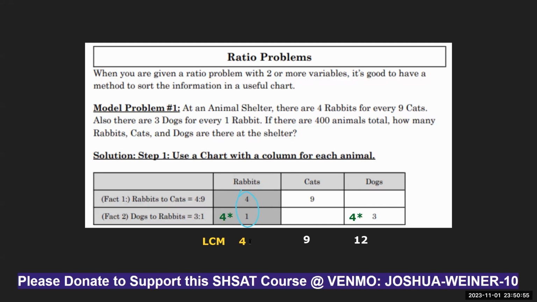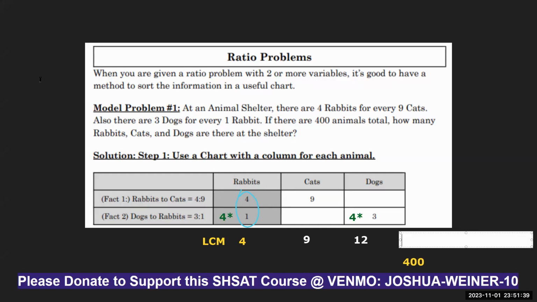Okay, so now we have the ratio between 3 animals. For every 4 rabbits at the shelter, there are 9 cats, and there are 12 dogs. The total number of animals that we just counted would then be 4 plus 9, which is 13, plus 12, or 25 total. However, the writer said that there aren't 25 animals at the animal shelter. There are 400 animals total. But since this is a ratio problem, you have to take 25 and multiply it by a whole number to scale it up to 400.